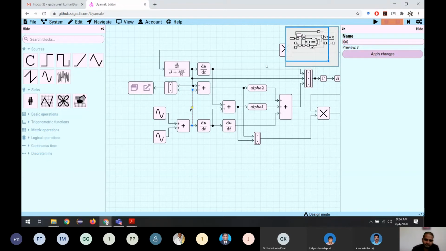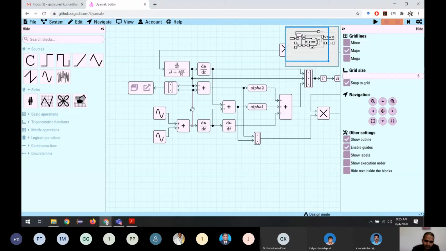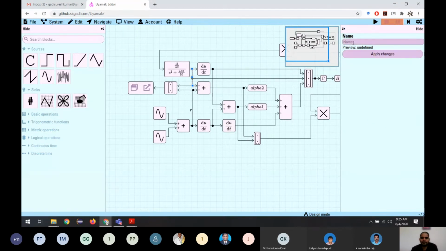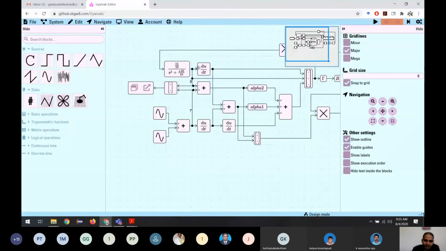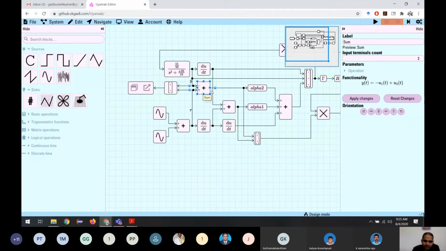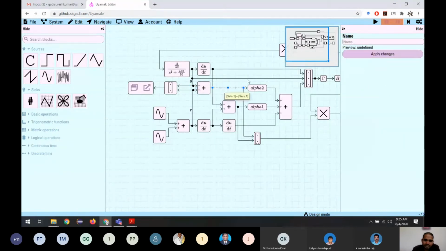Reference. So this is the reference, and this is the output. The output is y. So the difference between these two, reference minus output, gives us the error E.